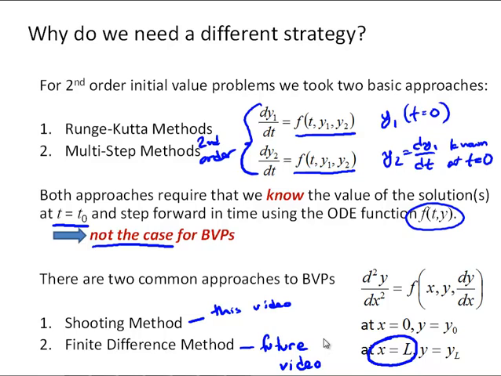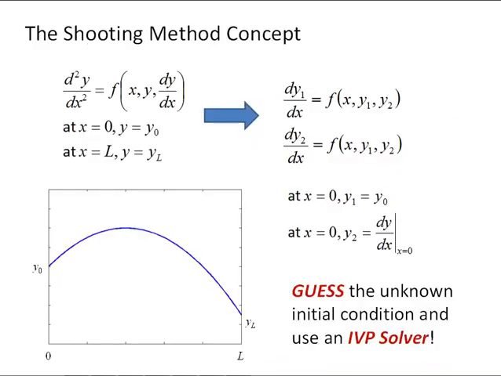So let's talk about how the shooting method works. The basic idea of the shooting method is actually we'll take that ODE, our second order ODE, and we'll write that again as a system of first order ODEs.